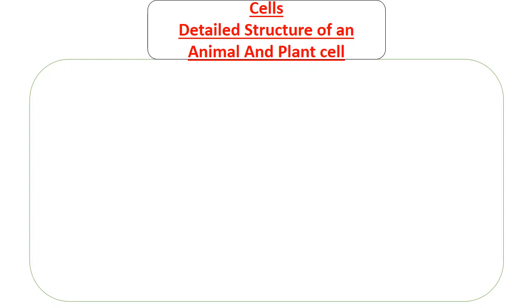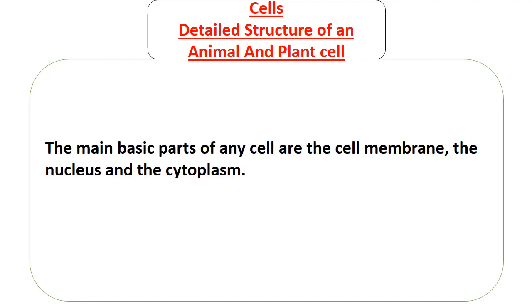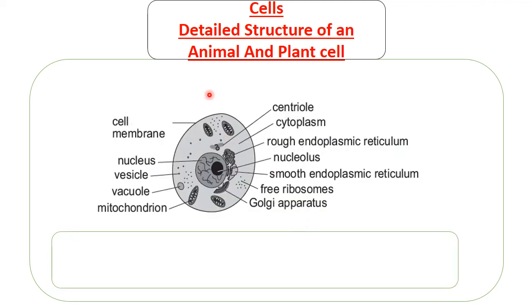So the main parts of any cell are the cell membrane, the nucleus, and the cytoplasm. Collectively or together, they are called protoplasm. So let's take a look at a detailed structure of a cell. We're going to start with an animal cell and we'll move to a plant cell. These are the organelles that make up an animal cell. We're going to discuss most of them here. Maybe the ones that we won't discuss are not that relevant, but we'll discuss most of them here and their functions.